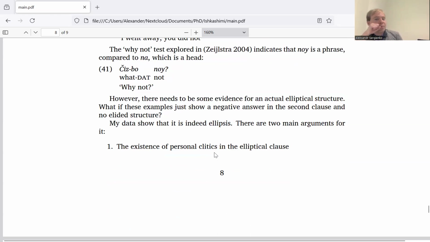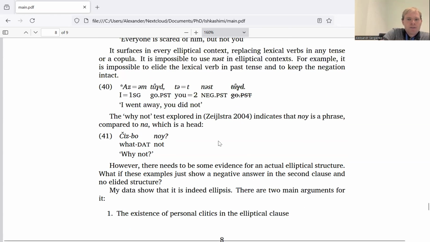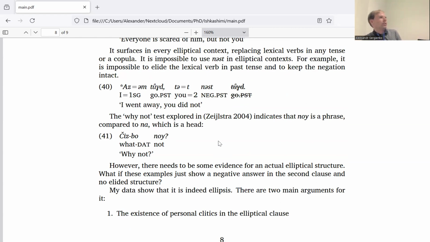However, there needs to be some evidence for actual elliptical structure, and I will guide you through that evidence. So alternatively, we may analyze now, with the data we have, these examples as just a negative answer, right? With no deletion going on in the second clause, right? So if you look at the 40, I have this line over tugged. What if there is no structure here? And my data shows that it is indeed ellipsis.